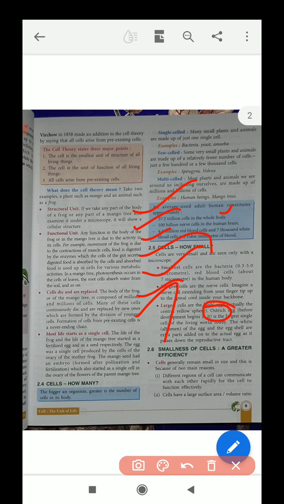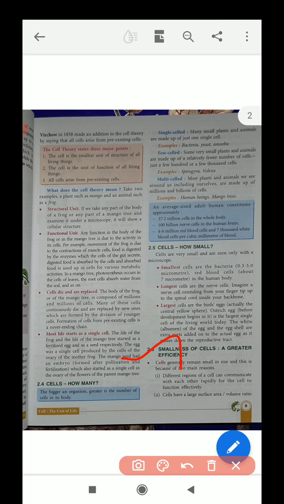I also told you one day in the class, maybe you remember that. So ostrich is, you know, a big bird, and its egg is the largest cell found in the world. Okay, smallness of cells, a greater efficiency.